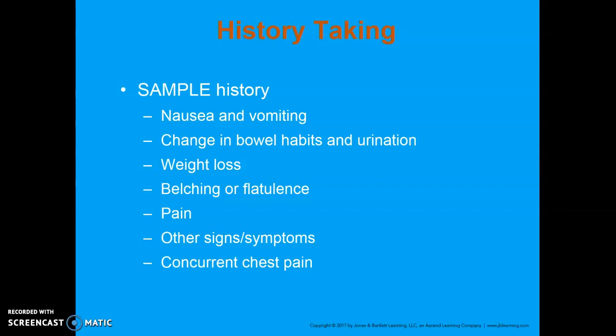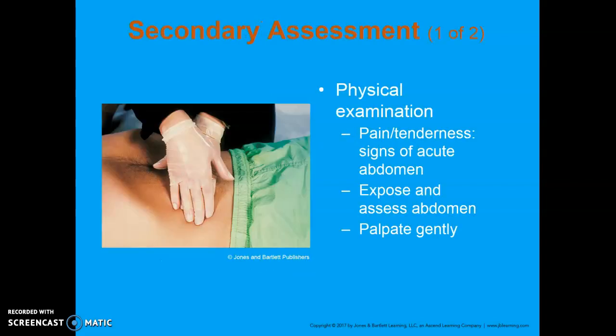For your secondary assessment, how your patient positions themselves is going to give you some clues as to what's going on. A patient with appendicitis may draw up that right knee closer than the left. Patients with pancreatitis tend to curl up on one side, kind of in the fetal position. So make sure that you're taking note of how the patient is positioning themselves, or if they make any guarding type movements.